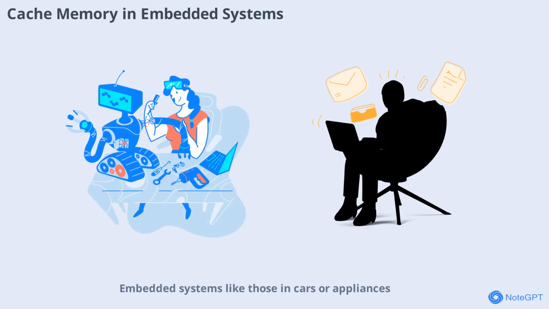Embedded systems, like those in cars or appliances, also use cache memory to boost performance. These systems often have strict power and space limitations, so efficient cache design is crucial. By using cache wisely, embedded devices can perform complex tasks quickly without needing large amounts of memory.